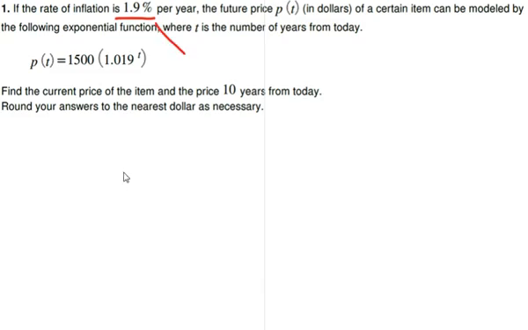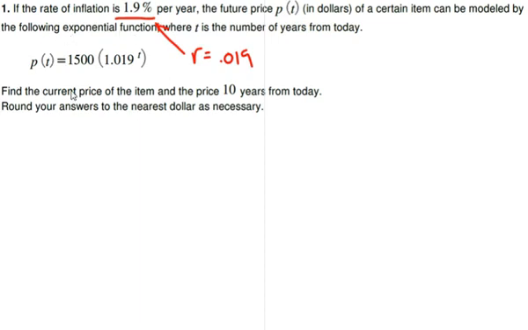So this first type of problem, it says if the inflation rate is 1.9% per year, the future price, P of t in dollars, of a certain item can be modeled by the following exponential function, where t is the number of years from today. Find the current price of the item and the price 10 years from today. Round your answer to the nearest dollar as necessary.